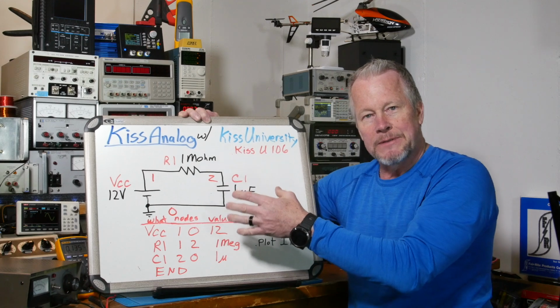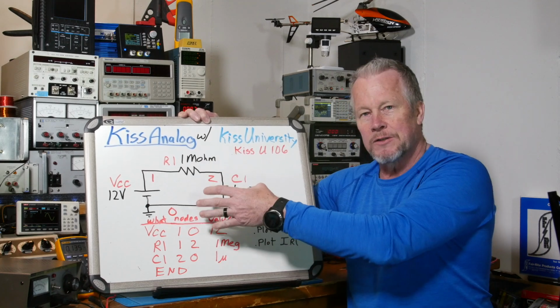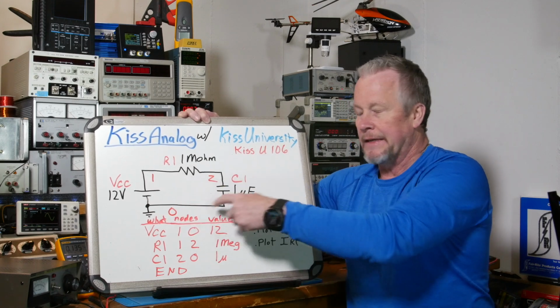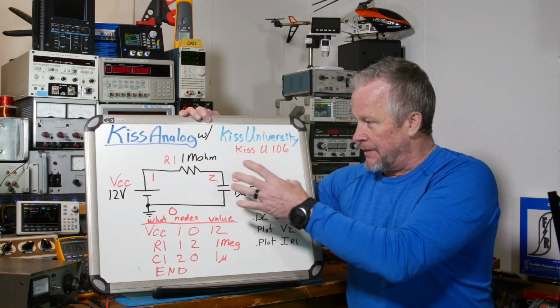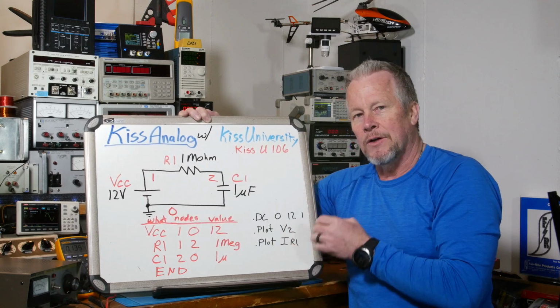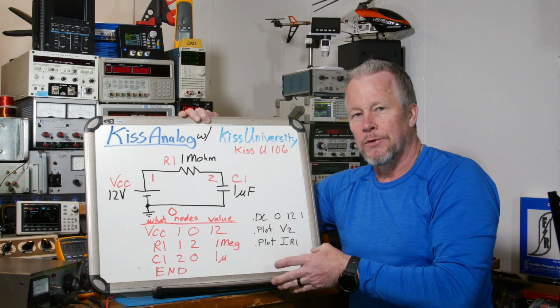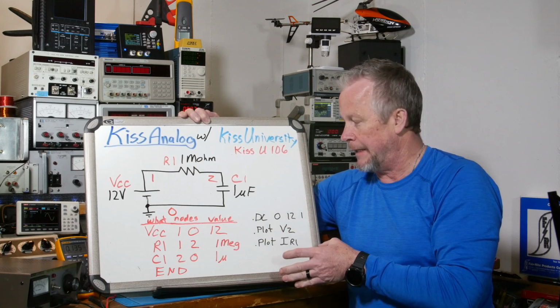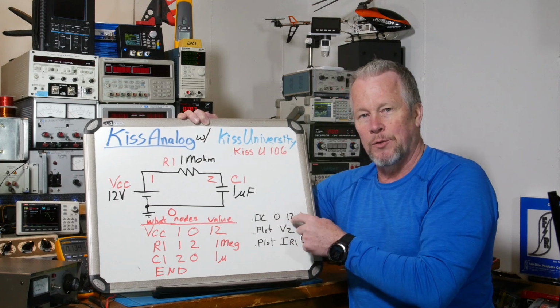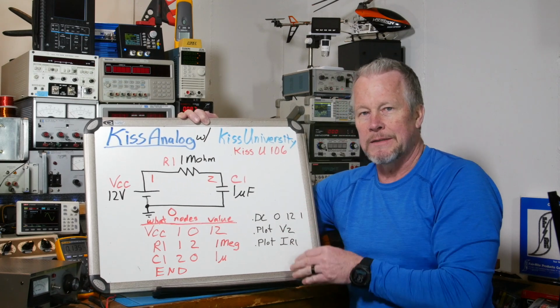Now, in MicroCap, it's a lot simpler. You draw your schematic, remembering to put a ground in there, remembering to name things properly. Once you've done that, you set up your voltage source, and then after that, you go into your simulation tool and you set up the simulation, kind of like this. You say, well, I want to go from 0 to 12 volts in 1 volt increments.